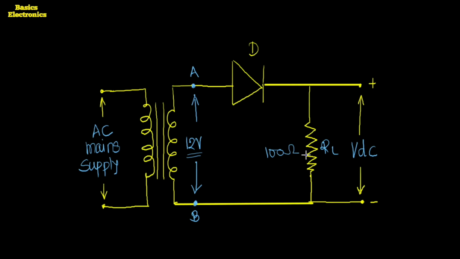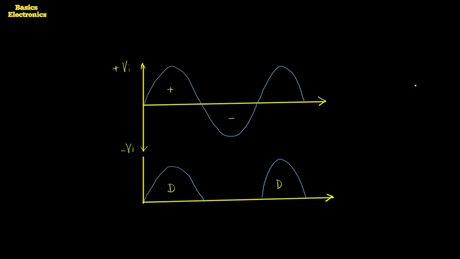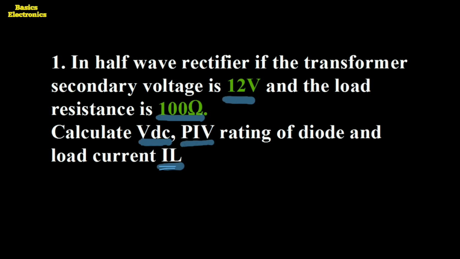According to these values, we have to find out the output voltage, then the PIV rating of the diode, as well as the current flowing through this load resistor RL. So first, we have to write down all the values, meaning whatever is given and what we have to find out.